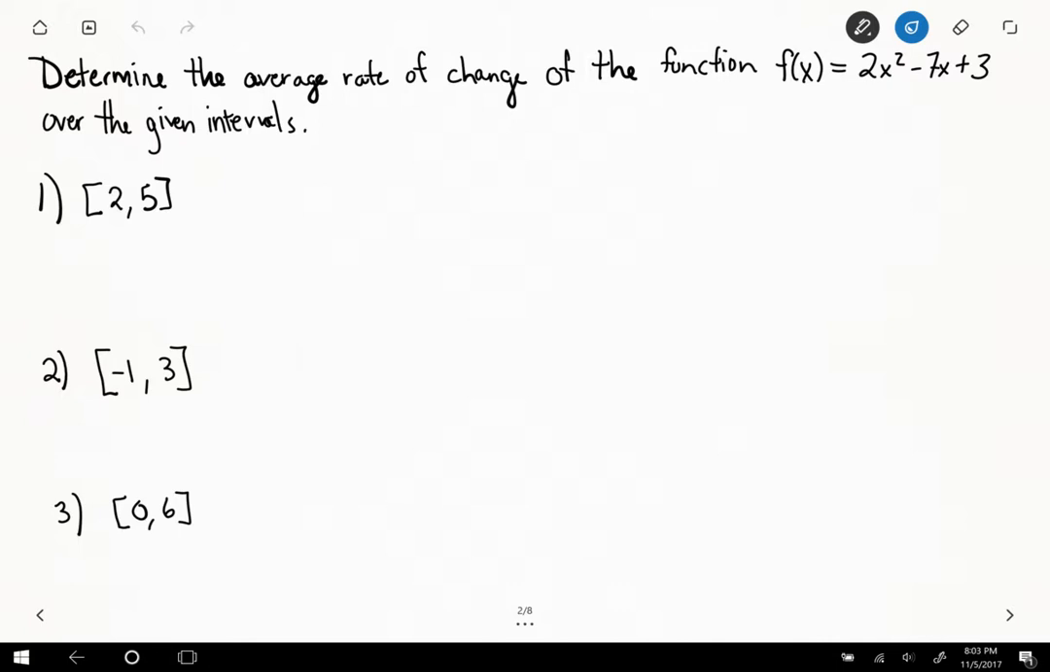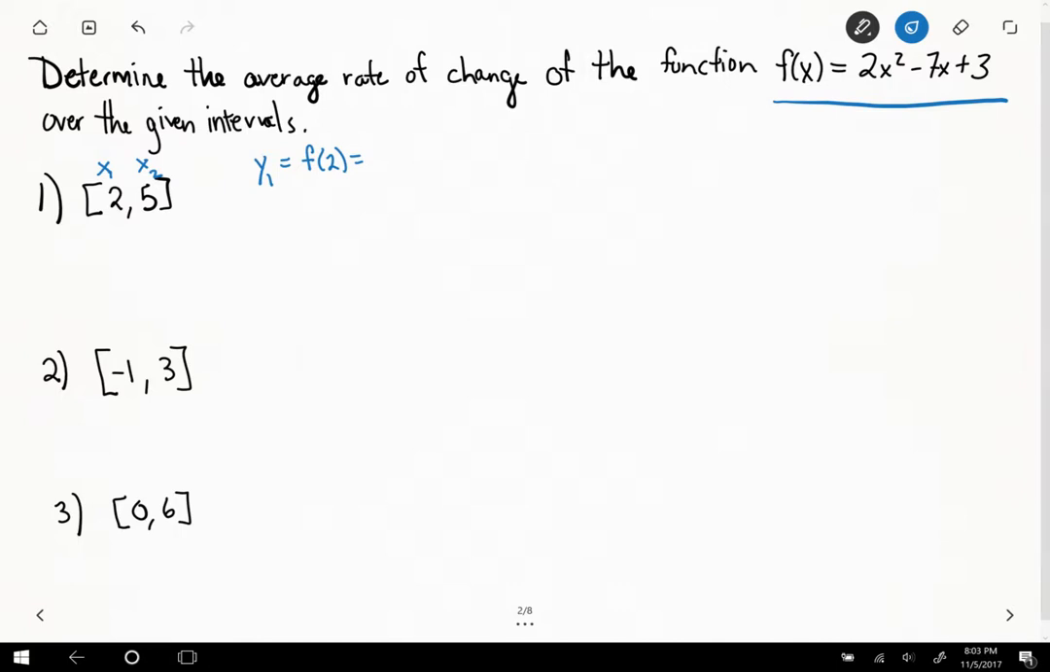So if we have a function, f of x equals 2x squared minus 7x plus 3, and you have some given interval. Let's say our interval is 2, 5. So what that means is we need to find 2 points. If 2 is our x1, and this will be our x2 value, we need to find what f of x1 and f of x2 is, because that'll be our y value. So essentially our y1 is equal to f of 2, which equals, well, f of 2.